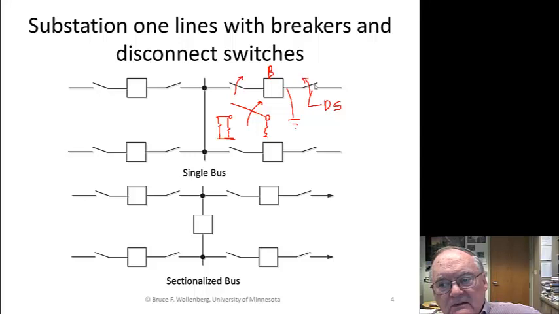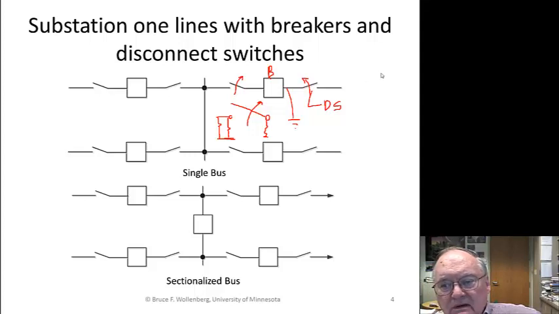Sometimes these disconnect switches can be operated remotely. They have what they call a motor-operated disconnect. Alternatively, a person will go into the substation and insert a crank into a gear mechanism and open them manually. Either way, the idea here is that we have 4 lines.